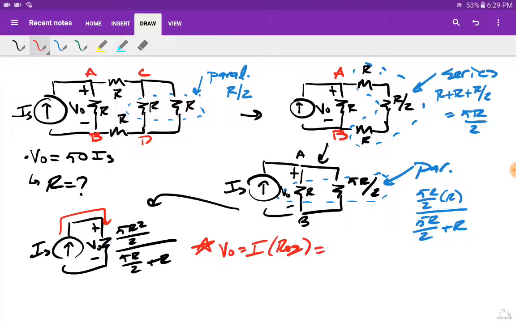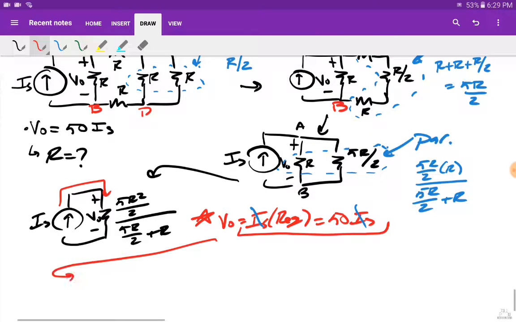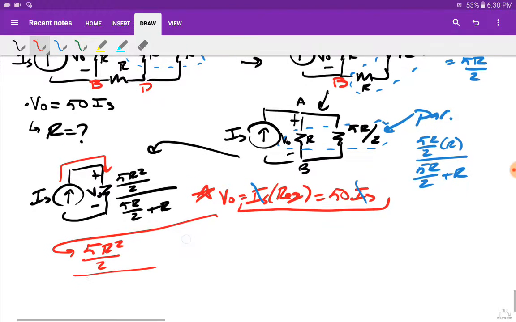V out in itself, we know, is 50 IS. This statement right here is what we need. If you pay close attention, IS on one side, IS on the other side, they cancel. REQ, which is this mess, equals 50. So from here, I just solve it. I'm going to have 5R squared over 2 over 5R over 2 plus R equals 50.